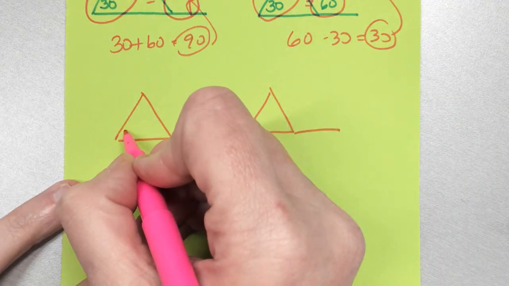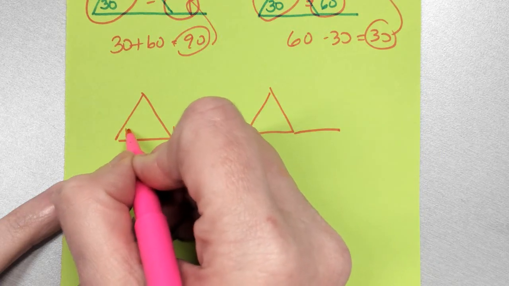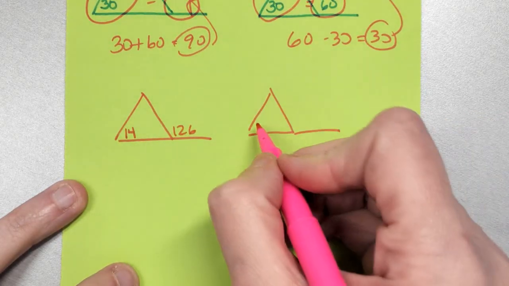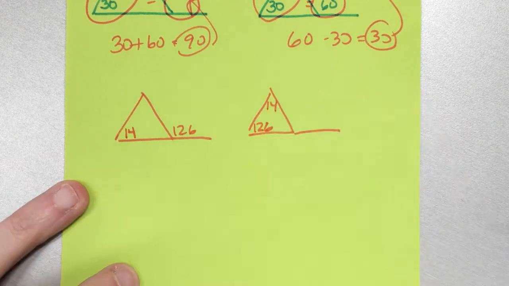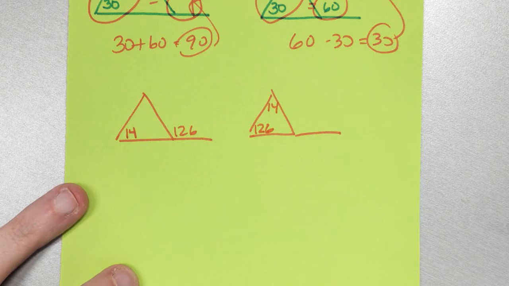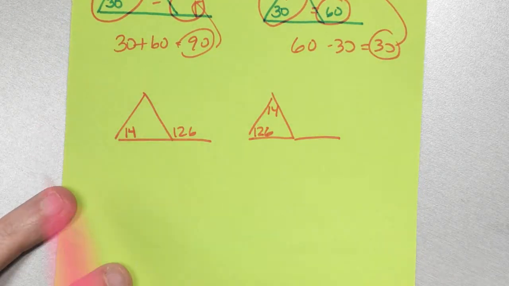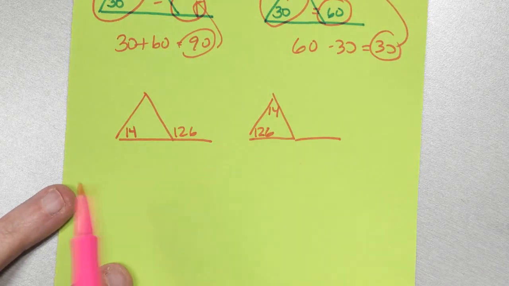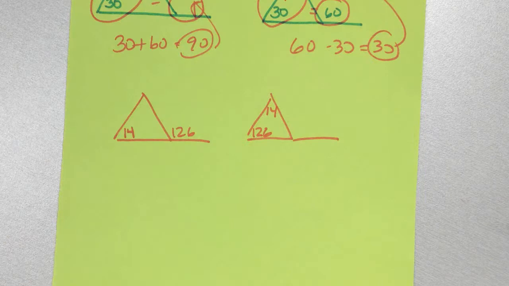So let's say I've got 126, and then I've got 14. And let's just say I've got 126 and 14 here. Okay? Same numbers, just rearranged. And I'm not saying that these two triangles are the same. They're not, clearly. Okay? So when I do my thinking, because I'm an 8th grader, not a 3rd grader. Not that 3rd graders don't think. But they don't think about this.